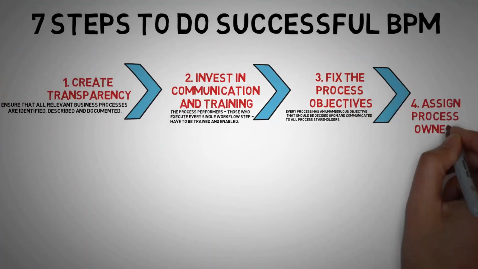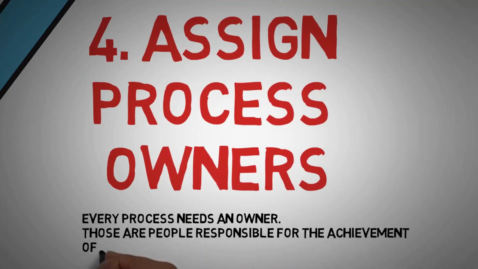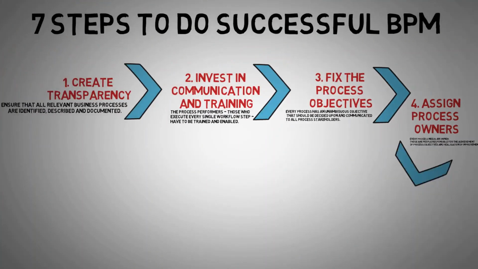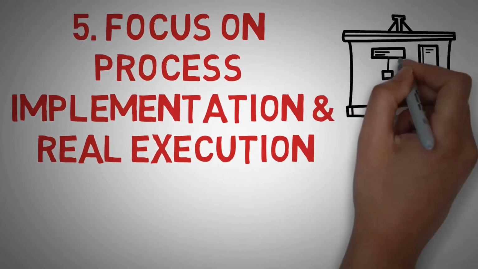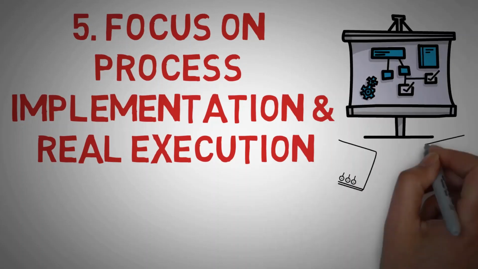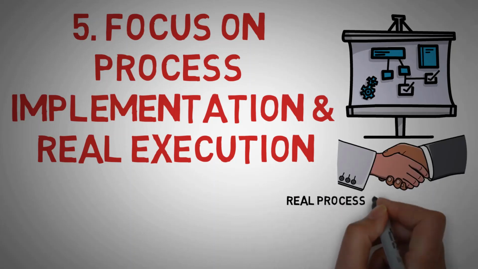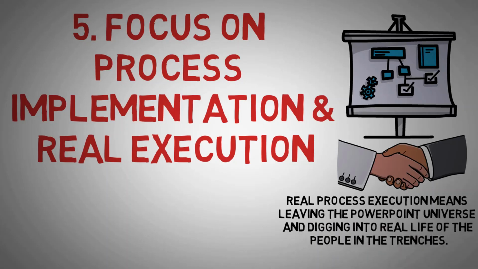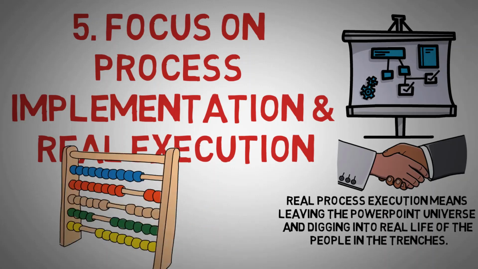4. Assign process owners. Every process needs an owner. Those are people responsible for the achievement of process objectives and realization of improvements. 5. Focus on process implementation and real execution. Any business process can contribute to the achievement of the organization's objectives only if it is really executed. Real process execution means leaving the PowerPoint universe and digging into the real life of the people in the trenches. All investments into process management are a waste of money and effort if the processes are not lived as intended.